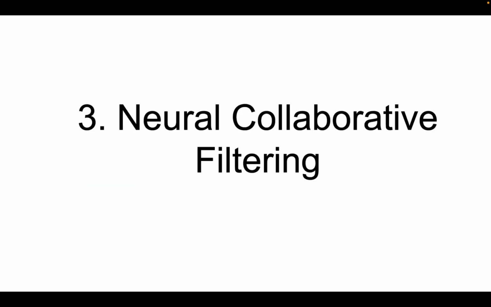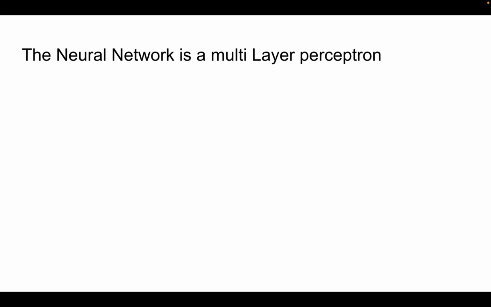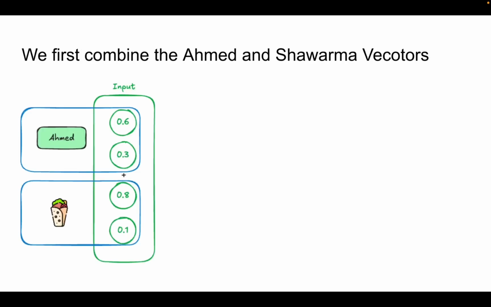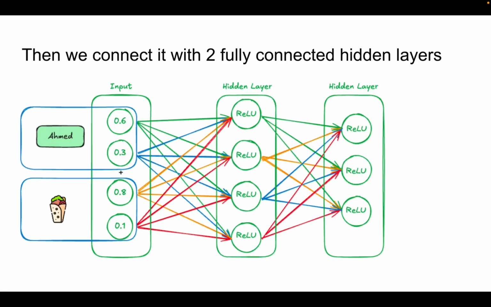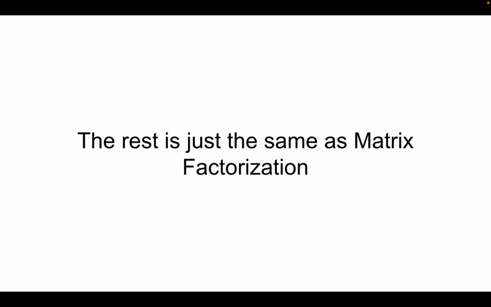Next, neural collaborative filtering. This builds on top of matrix factorization and is very similar to it too. It uses a neural network to learn the hidden features of the users and dishes. If you're not familiar with neural networks, watch this also from StatQuest and skip this part. The neural network we use for this is a multi-layer perceptron. We first combine the Ahmed and shawarma vectors. Then we connect it with 2 fully connected hidden layers. And then get the output between -1 and 1. The rest is just the same as matrix factorization.